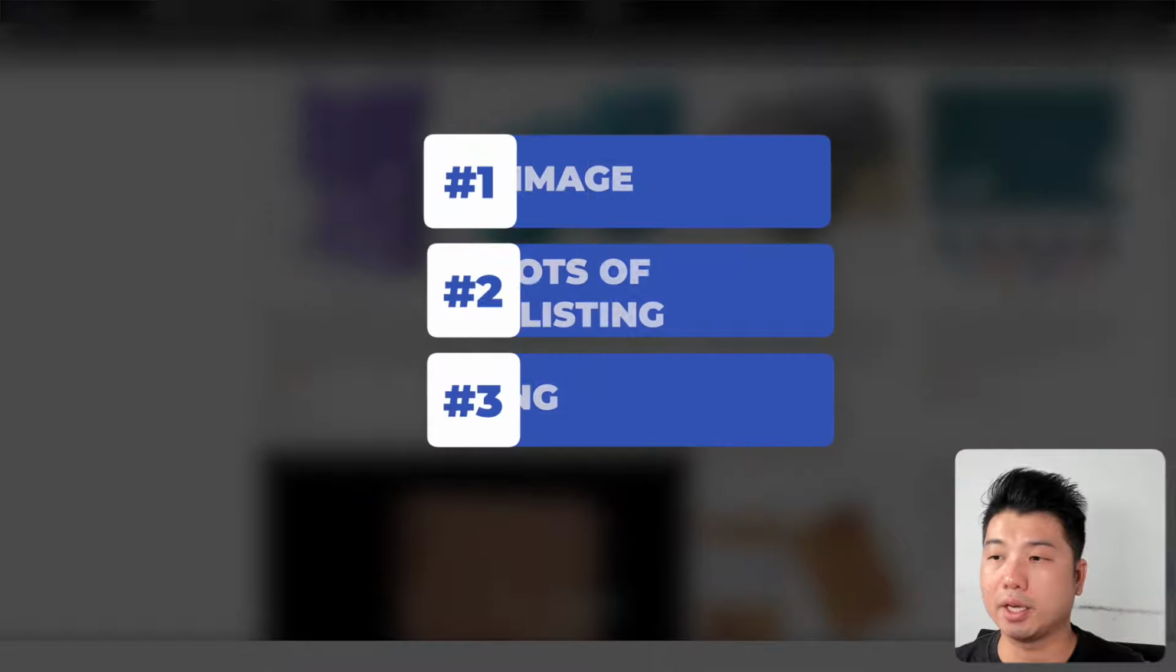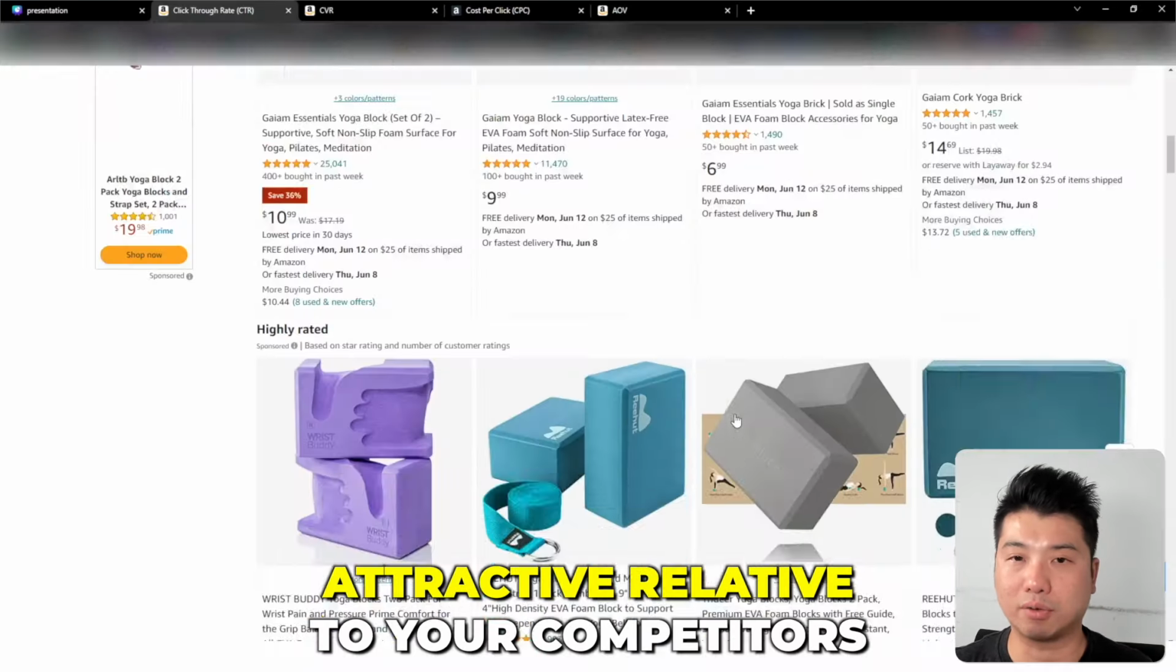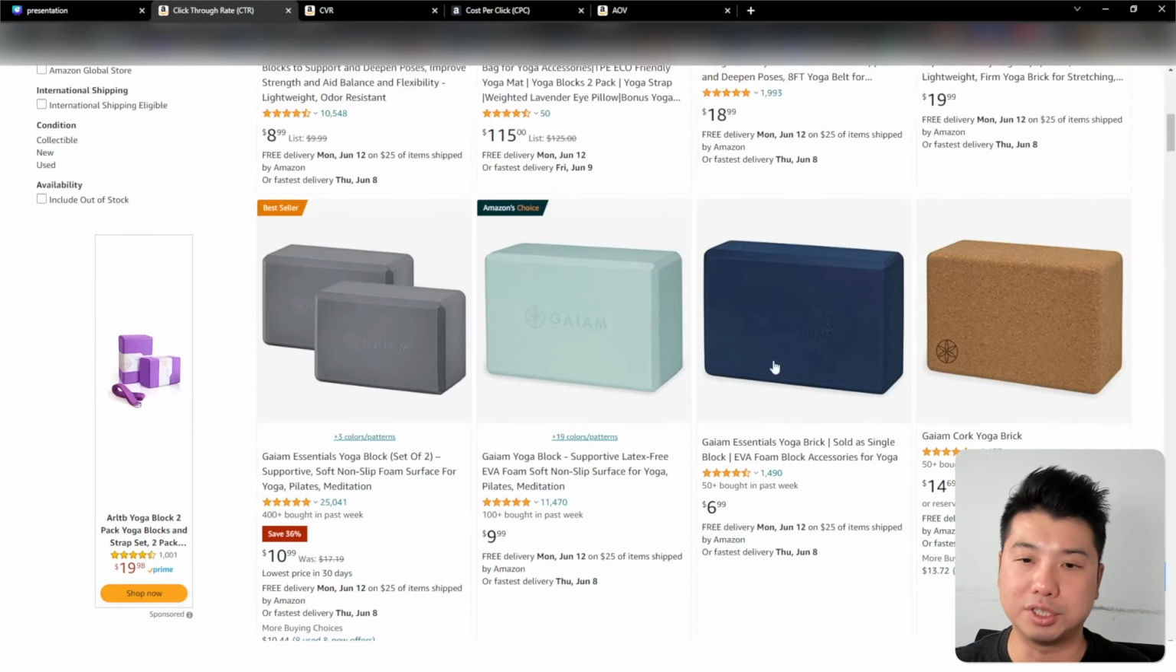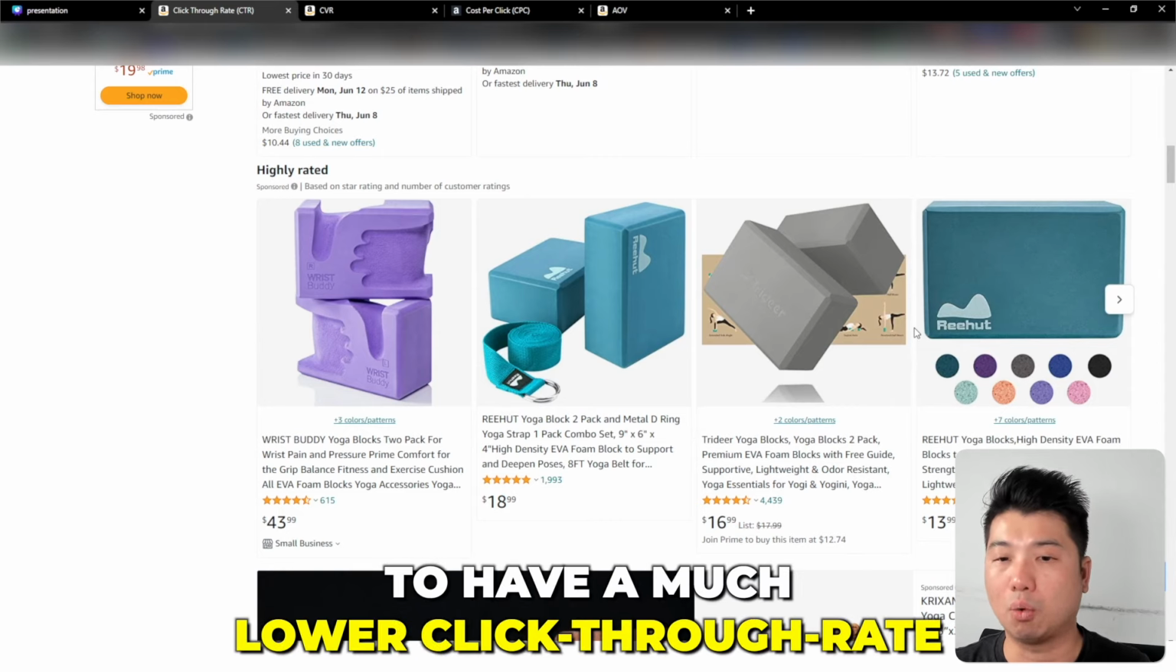The other thing that you need to look for is the pricing. Is your pricing attractive relative to your competitors? So you can see some of them are much cheaper than the others. Some are much more expensive than the others. So expect the ones that are much more expensive to have a much lower click-through rate.